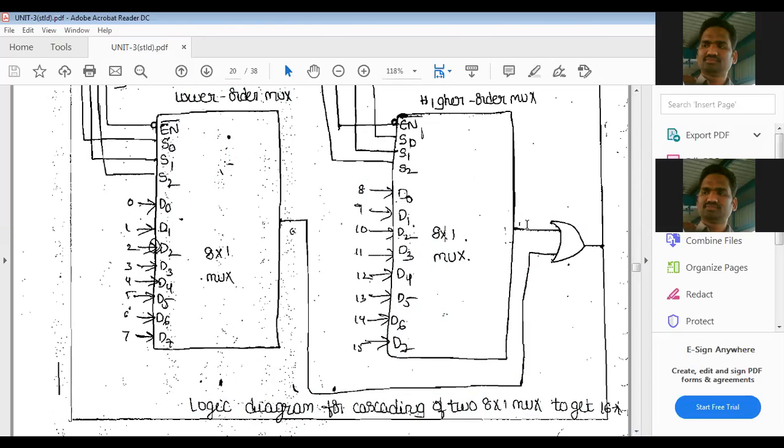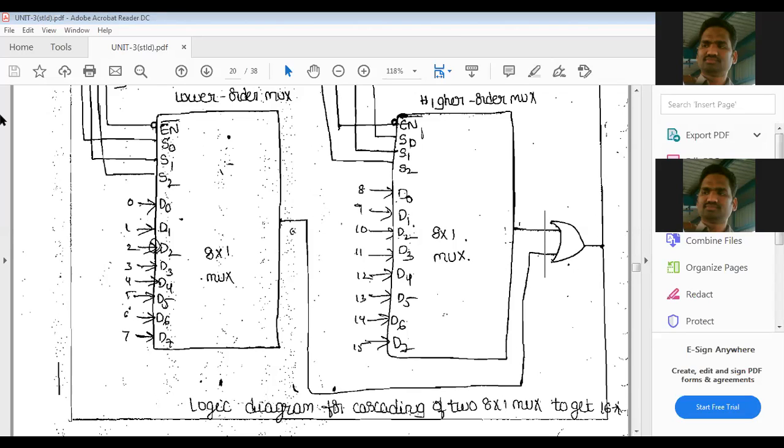One input of the OR gate is a 0 here. Second, I am selecting 0, 0, 1. 0, 0, 1 means D1 appears at the output side. So D1. What is the other input of the OR gate? It is a 0. Again, you will get the output D1 only.